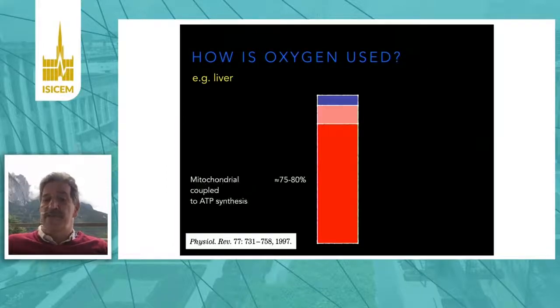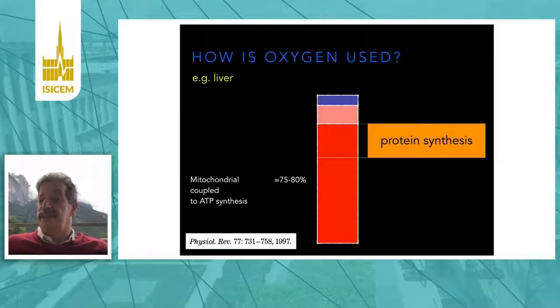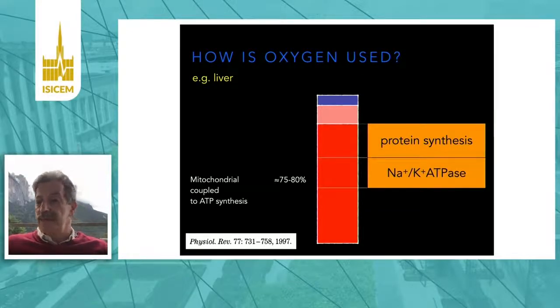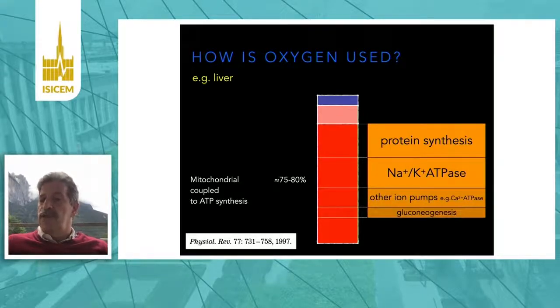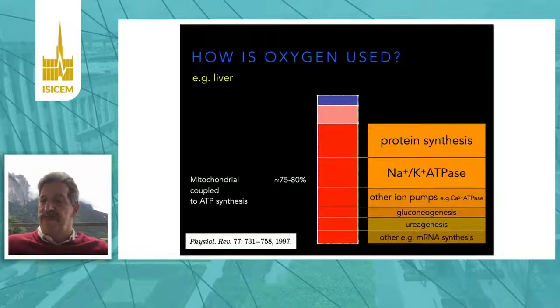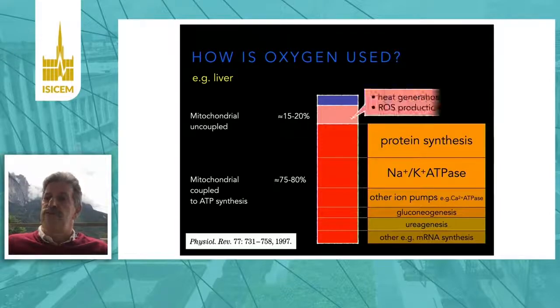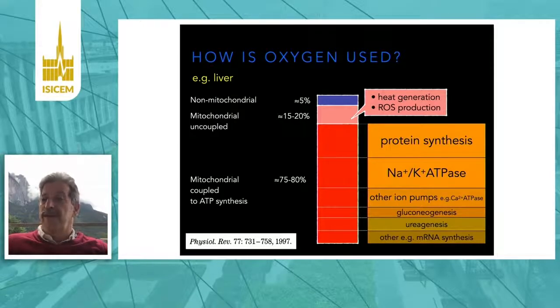How's the oxygen used? Most for ATP synthesis. This is using the liver as an example to make protein, sodium pumps and other pumps, gluconeogenesis, ureagenesis, etc. A proportion is uncoupled towards heat generation. Depending on the organ, muscles can generate more heat and also reactive oxygen species. And non-mitochondrial processes are used by about 5% of total oxygen consumption.